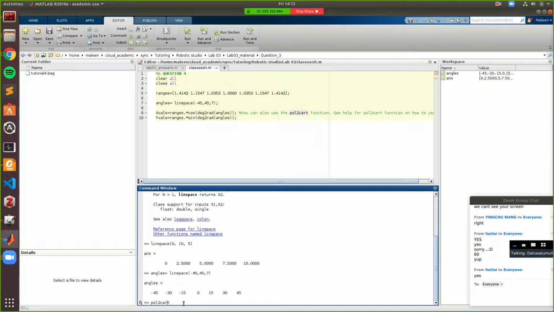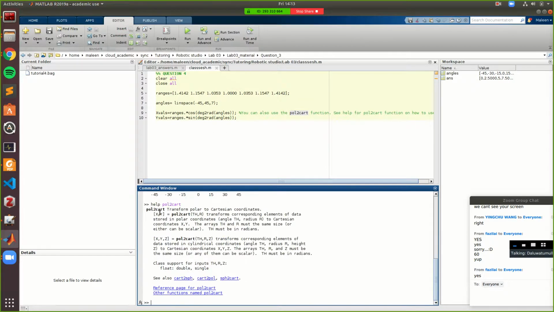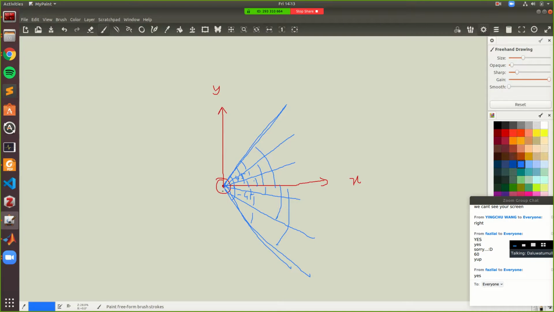So if you say help pol2cart, you can give a bunch of ranges and angles and get basically a conversion between them. These types of coordinates are what we call polar coordinates, right? Where we have points represented as ranges and angles, ranges and bearings. This is called polar coordinates, and we want to convert it into Cartesian coordinates, x, y, right?